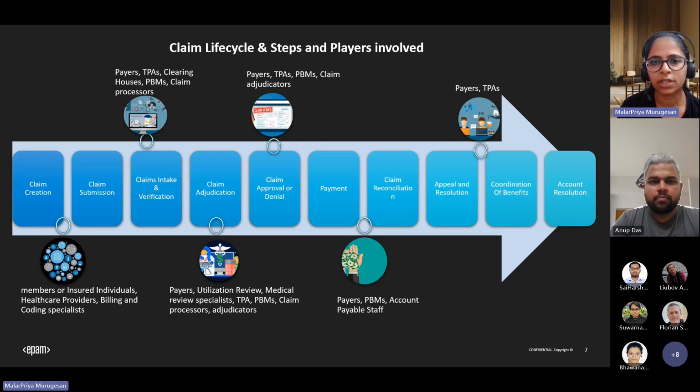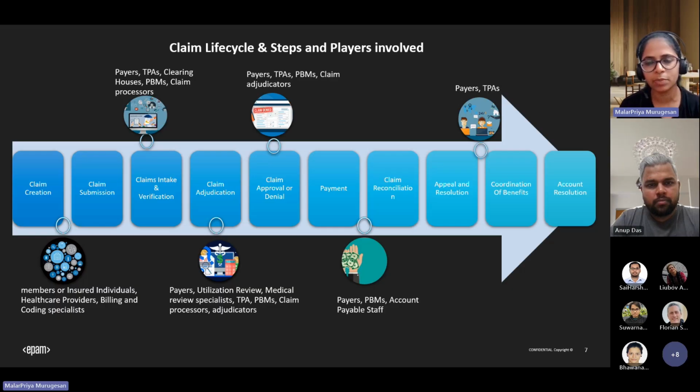And moving on to the claim life cycle. Now we understand what details we need in the claim, right? So what is the first step then? Claim creation. Claim creation itself will involve a lot of manual effort, because we need to provide correct details, otherwise the claim will be rejected. And the second one is claim submission.